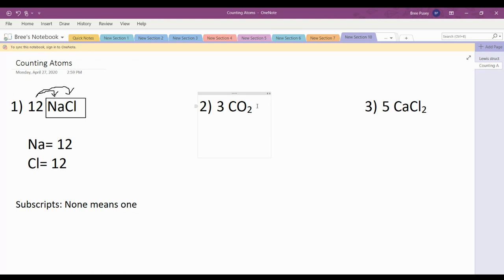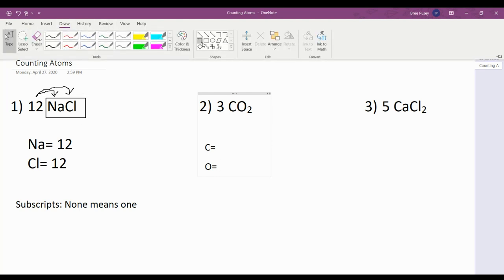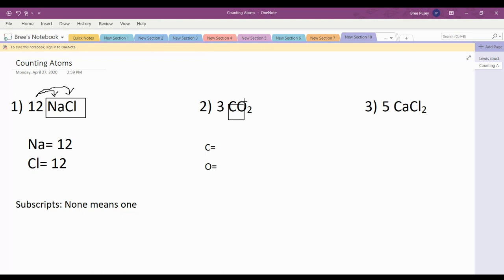So let's do the same thing over here for number 2. Let's first figure out what atoms we have to count. I see a capital C for carbon, so I'll have to count carbon. Then I see a capital O, so I'll have to count oxygen. So 2 atoms to count, C and O. I do have a molecule here, so I'm going to use a square just to help me remember that this coefficient 3 has to be multiplied by everything in the square.